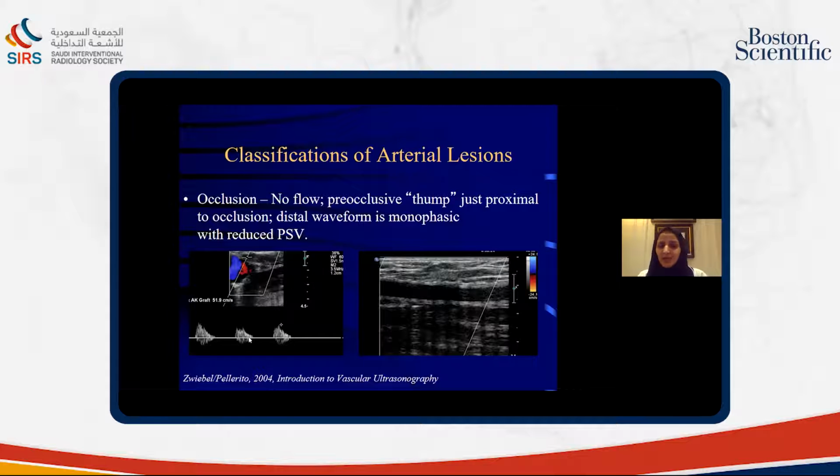Here, in case of the occlusion, we will have very low waveform, and there is no diastolic. In case of complete occlusion, we see this waveform before the occlusion. So before any occluded vessels, we'll have this waveform, and there is no flow there.